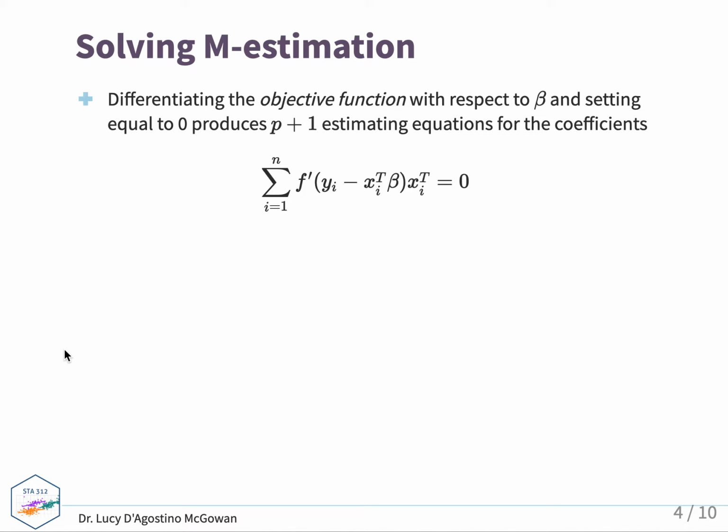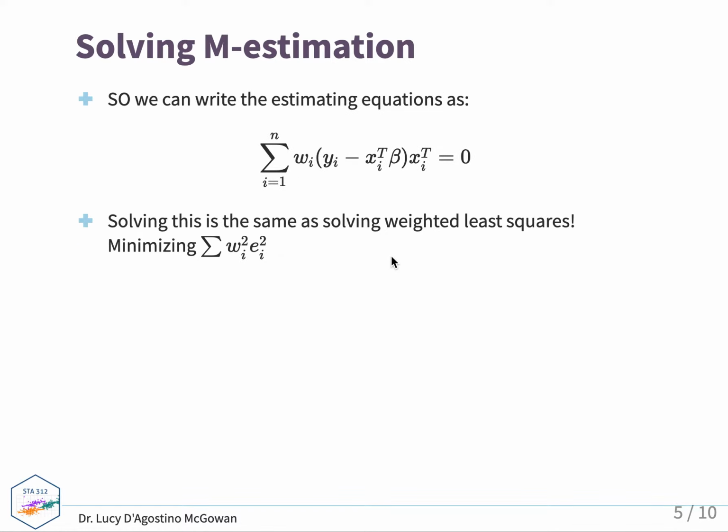Then you're going to differentiate the objective function with respect to beta, and set it equal to 0, which is going to produce a bunch of estimating equations. It's going to look something like this. It turns out that you can actually define a weight function such that this weight function is equal to that derivative. Solving that is actually going to be the same as solving weighted least squares, which is great because in the last class you learned how to do that. You would just be minimizing the sum of wi squared ei squared, with this weight here.